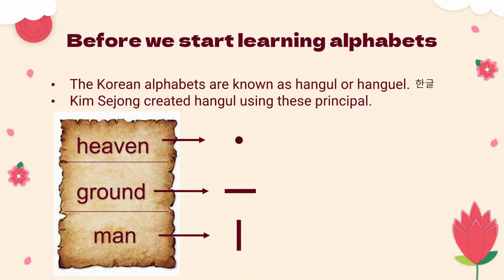So stay tuned. Before we start learning the Korean alphabets, we should know a few things. The Korean alphabets are known as Hangul. It can be written like this, or it can also be written like Hanguel, or also Hangeul. All three are correct. Just the pronunciation is Hangul.